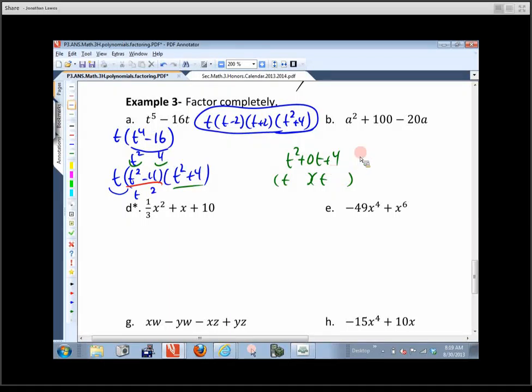Well, the only ways that you could make a 4 would be 1 and 4, -1 and -4, 2 and 2, -2 and -2. Do any of those make a 0 when you combine them together? Nope. You're not going to find any numbers that multiply to be 4 and combine to be 0. So this doesn't factor anymore. There is no formula for sum of squares. Doesn't factor. So that's why this whole thing is the answer.